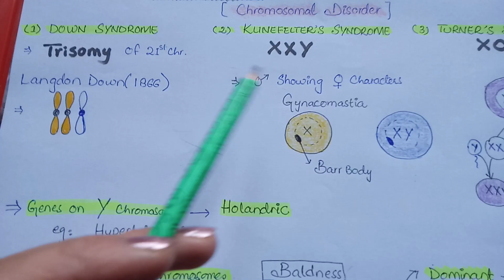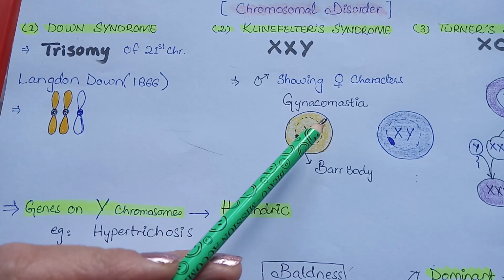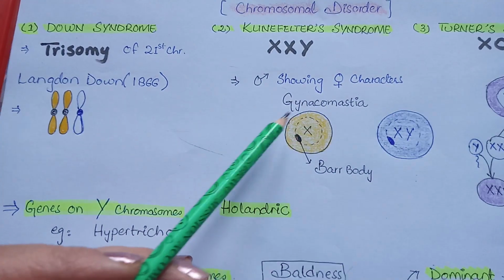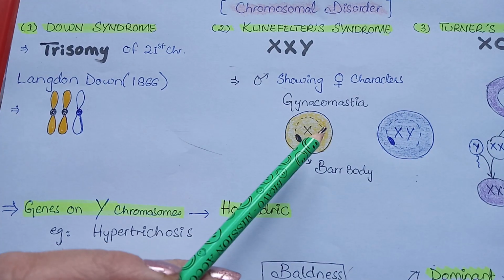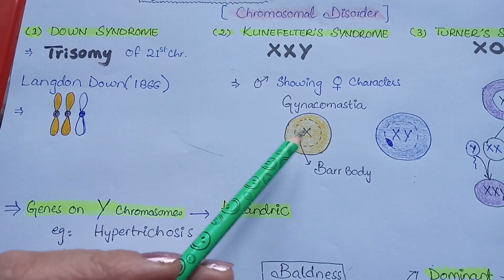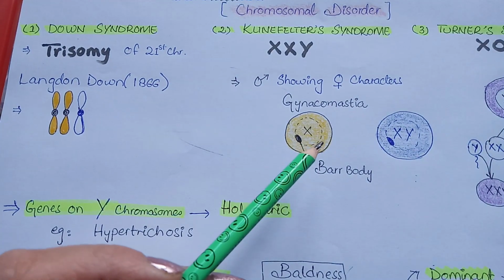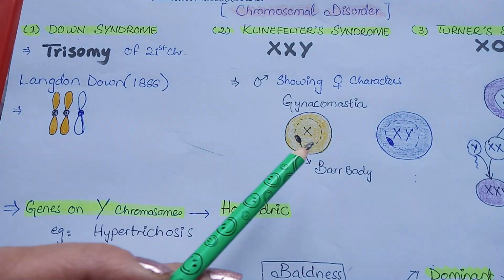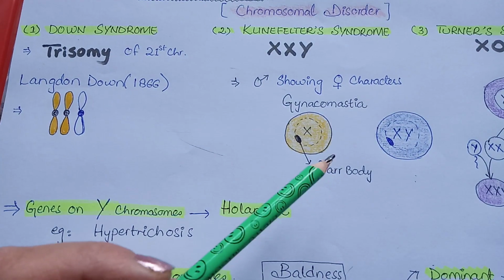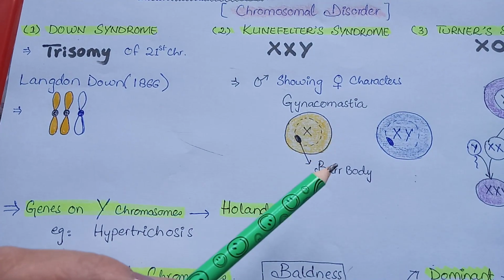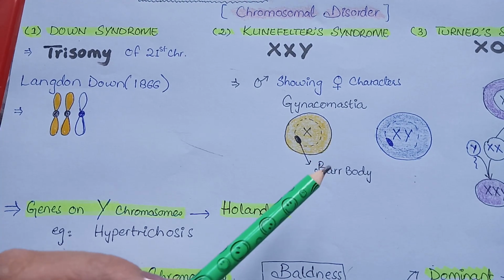This condition is known as gynecomastia. That means sexually they are going to be male, but they would have female-like or feminine characters, such as a female-like voice and enlargement of breasts. Such kinds of characters they would have.